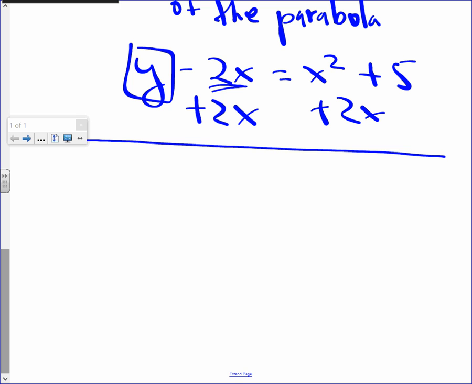Negative 2x plus 2x is bye-bye. I have y equaling x squared plus 2x. These are not like terms. The x and the x squared are not like terms. I can't combine them, so I just leave them there as an expression, just separate it out. So I have x squared plus 2x plus 5. We're rocking and rolling.